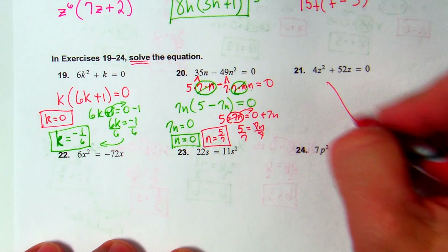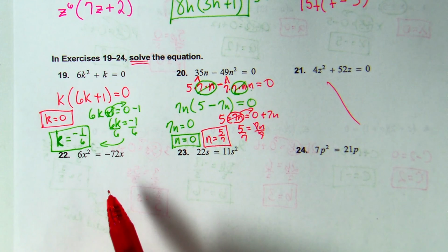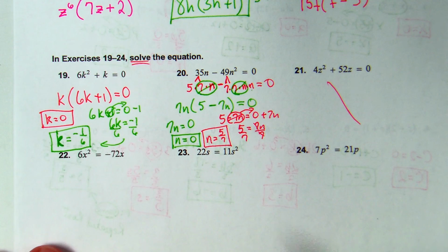Okay, we're going to skip 21. That's going to be much of the same. Let's do one more of these bottom 3. Let's do number 23.